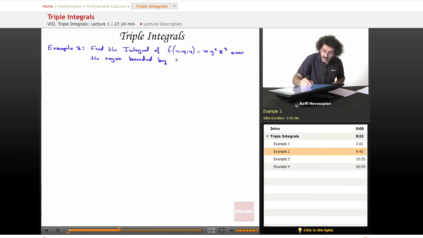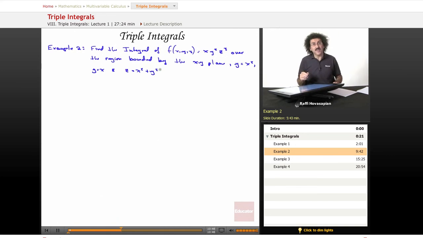bounded by the xy plane, the function y equals x squared, the function y equals x, and z equal to x squared plus y squared. So this time they gave us some specific equations to work with.